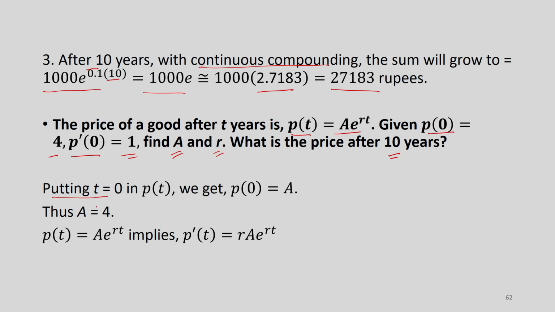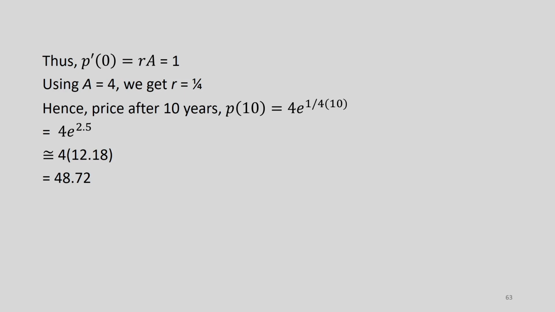So, I put t equal to 0 here. So, P(0) is equal to A, simply A, because e to the power 0 is equal to 1. Therefore, A is equal to 4, right, because P(0) is equal to 4. Secondly, I use the second information that P'(0) is equal to 1. So, I first find out what is P'. P' is equal to r multiplied by A e to the power rt. Therefore, P'(0) is equal to r multiplied by A, and that is equal to 1 according to the question. We further know that capital A is equal to 4, therefore, r will be 1 divided by 4, right. That is what we are getting here, that is 0.25.